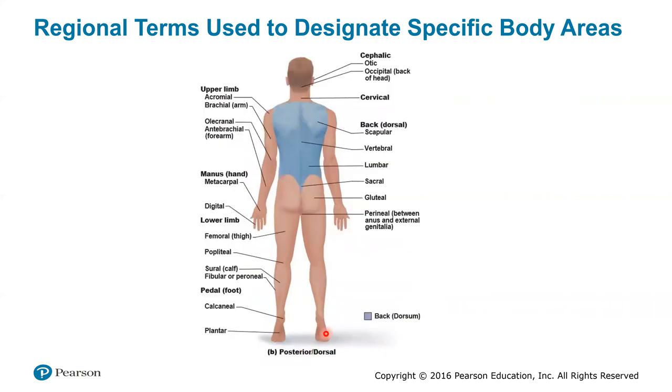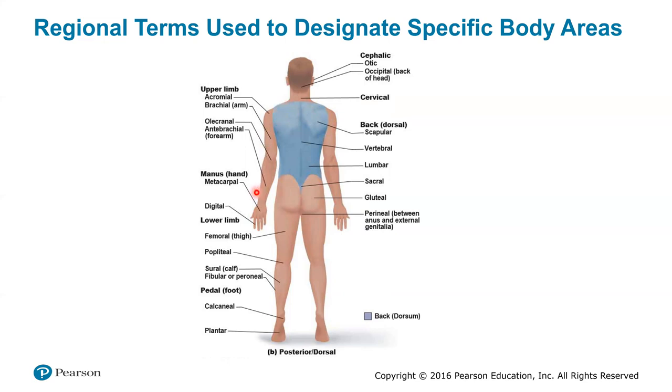Okay, now if you're looking at the posterior side, some of these terms will be the same, some will be different. Here's our cephalic region, and we have otic, that's your ear, and occipital, that's the back of the head. Cervical: we have anterior cervical and posterior cervical. Now the back: we have scapular, vertebral, lumbar, sacral, gluteal, and perineal. Perineal is the area between the anus and external genitalia.